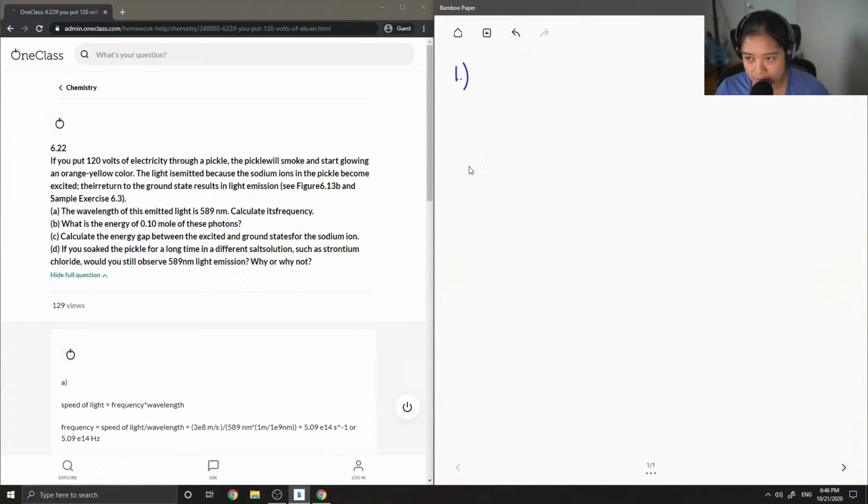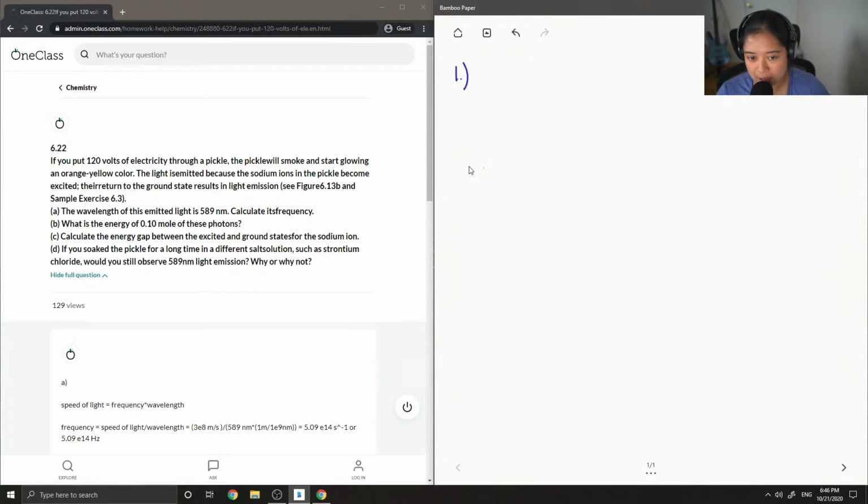Okay, so question number 1. If you put 120 volts of electricity through a pickle, the pickle will smoke and start glowing an orange-yellow color. The light is emitted because the sodium ions in the pickle become excited, and then they return to the ground state, resulting in light emission.